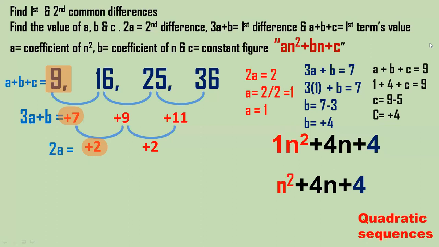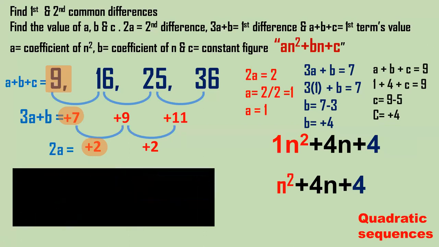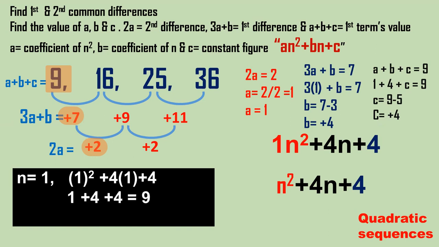We can find any term value by using this formula. For example, if I'm substituting the value of n is equal to 1, the first term, that is producing 1 squared plus 4 multiplied by 1 is plus 4. So that is producing 1 plus 4 plus 4 is equal to 9. So that's my first term value.